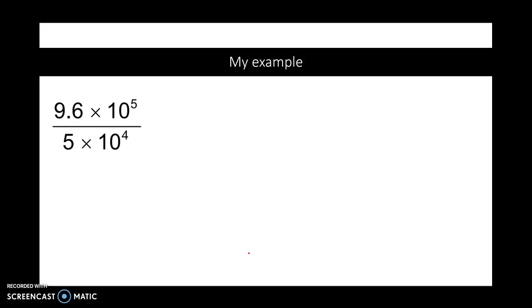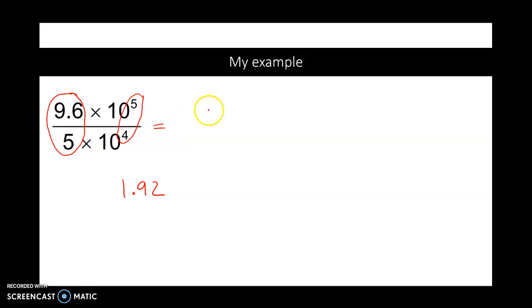So very similar to what we did in the last ones with multiplying, but just slightly different. So we're going to divide these. So put that in the calculator. 9.6 divided by 5. You get 1.92. All right, and then when we divide exponents, we are going to subtract these.